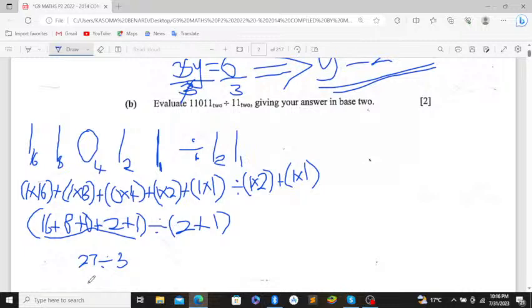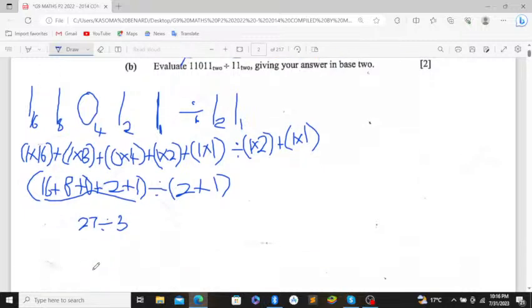I can see 3 people are watching. Let me see your comments in the comment section. Let me see what answer you have gotten. 27 divided by 3, what is the answer you have gotten? Okay, so 27 divided by 3 will give us 9. So that will be the answer.